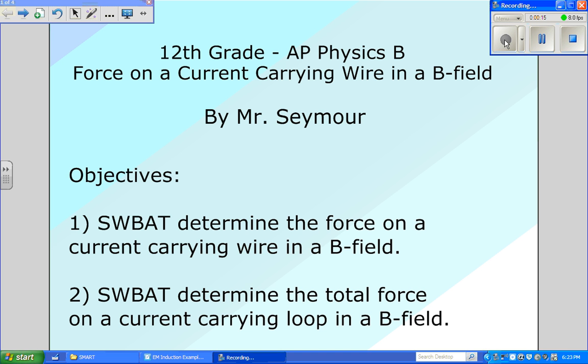We're going to be able to do two things by the time we're done watching this video. First, we'll be able to determine the force on a current carrying wire in a magnetic field. And then second, we'll be able to determine the total force on a current carrying wire on a loop in a magnetic field. Okay, definitely want to have your journals out at this point. Copy these things down, pause, go back through, make sure that you understand every step that I'm going through in these problems.